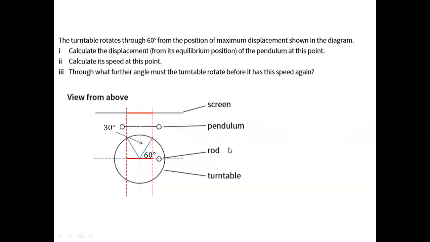this will give us the following angle. Notice that what we are looking for is the angle through which the turntable has rotated in order to reach this specific point. Looking at the given figure, it's easy to see that these two angles are both 30 degrees. That means the angle that the turntable must rotate in order to reach this speed again will be equal to 60 degrees, or pi over 3 radians.